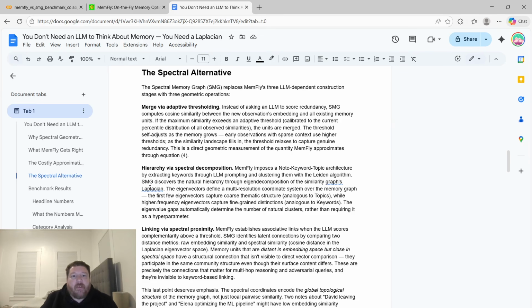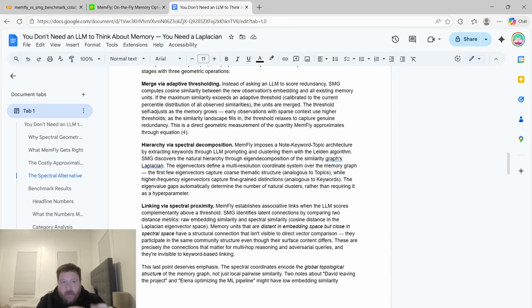The spectral memory graph, or SMG, replaces MemFly's three LM-dependent construction stages with three geometric operations. So instead of those three LM calls that lead to that quadratic scaling equation that leads to 100 LM calls for every single thing that you want to do, we do these three things. One, merge via adaptive thresholding.